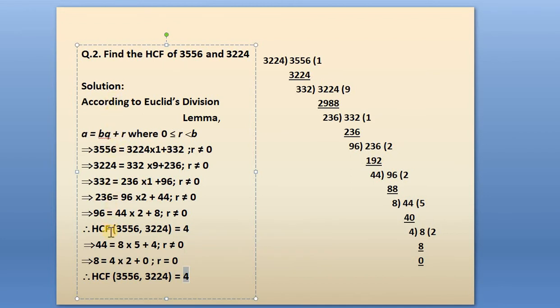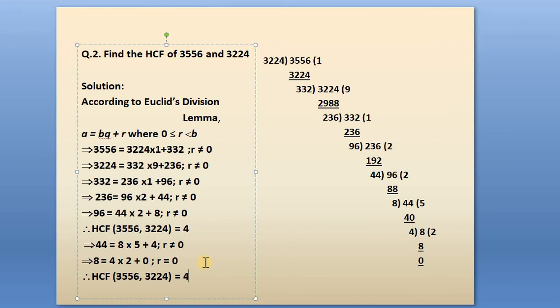And you always have to follow this step. According to Euclid's division lemma, a equals bq plus r. This step you have to write down. Then you show the algorithm in this way: dividend equal to divisor into quotient plus remainder. And continue till you get the remainder 0. When you get the remainder 0, what is the divisor? That will be the HCF of those two numbers.